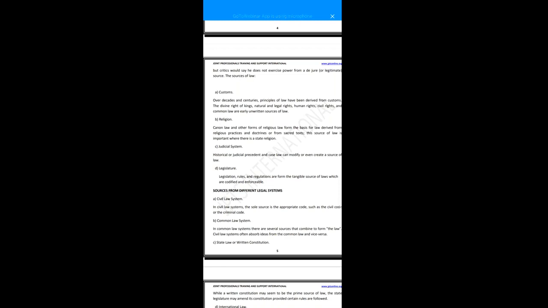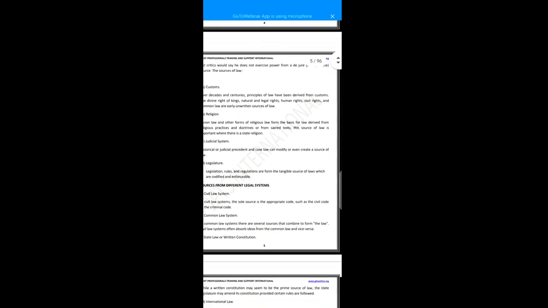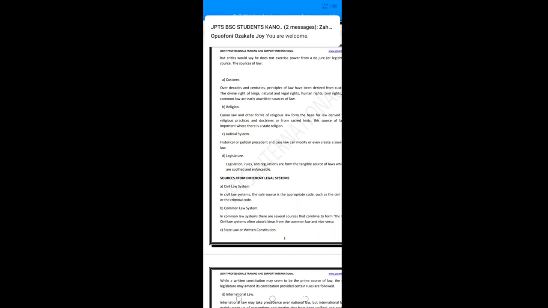We have the judicial system. Historical or judicial precedent and case law can modify or even create a source of law. Like the judicial system of our country, it can create forms of law. They can be sources of law. They can come up with any form of law to protect its citizens against harm, against any disease or sickness. It depends on what is on ground. Now, the legislature, rules and regulations.